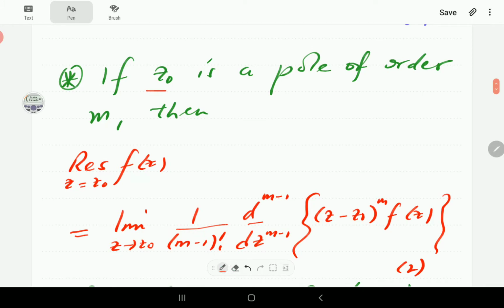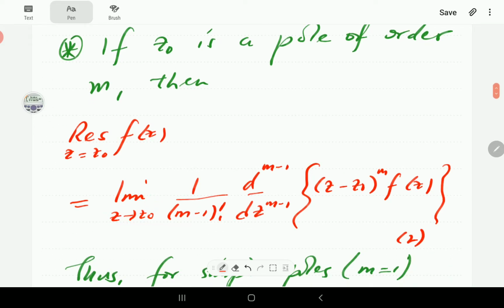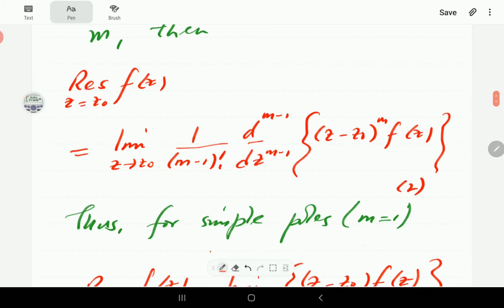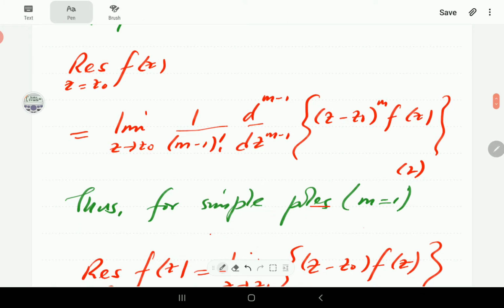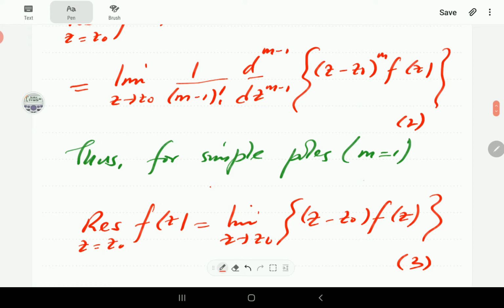If z0 is a pole of order m, then the residue of f of z at z0 is given by this formula here, which is just the limit as z goes to z0 of the m minus first order derivative of z minus z0 to the power m times f of z, and then divided by m minus 1 factorial. If m equals 1, so for a simple pole, we're just going to replace every m by 1.